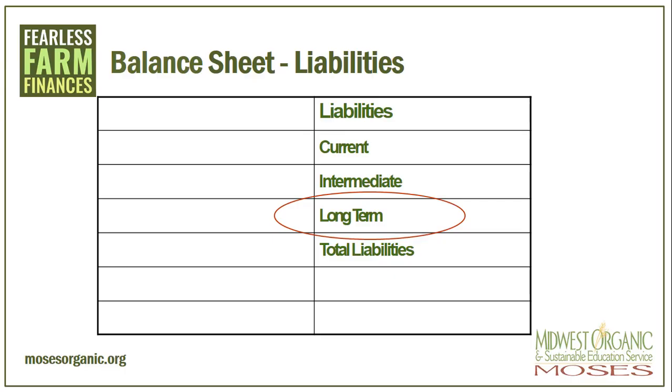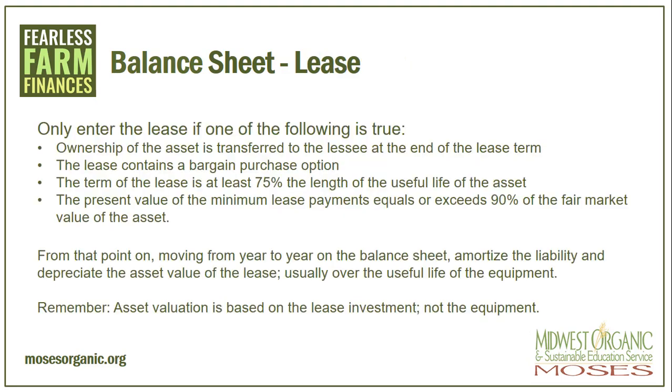Now that everything has been completed on the balance sheet, let's move to understanding what the balance sheet can tell us and to clear up some questions people usually have. Many people ask, okay, I have a lease on this piece of equipment. How do I record it on the balance sheet? It is only recorded on the balance sheet if one of the following is true. The ownership of the asset is transferred to the lessee at the end of the lease term, if you automatically get that piece of equipment once the lease is over.